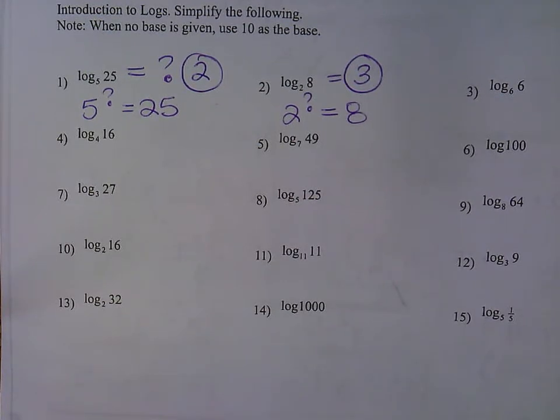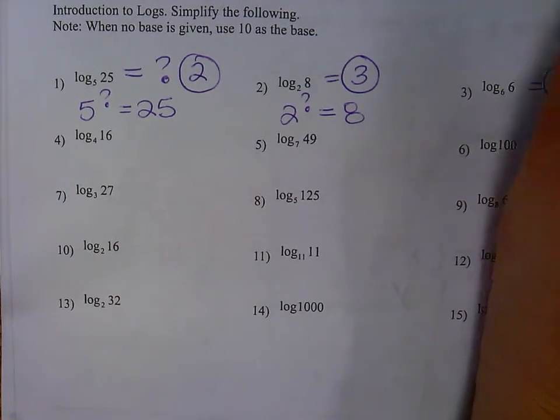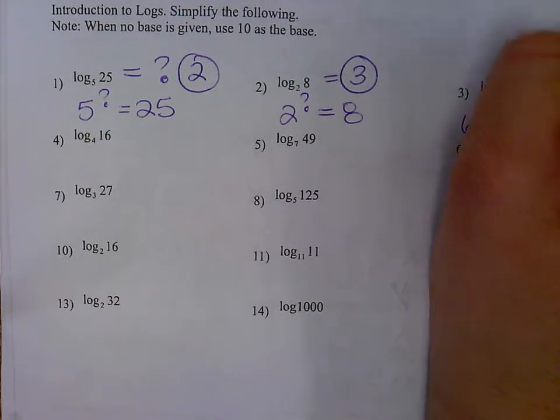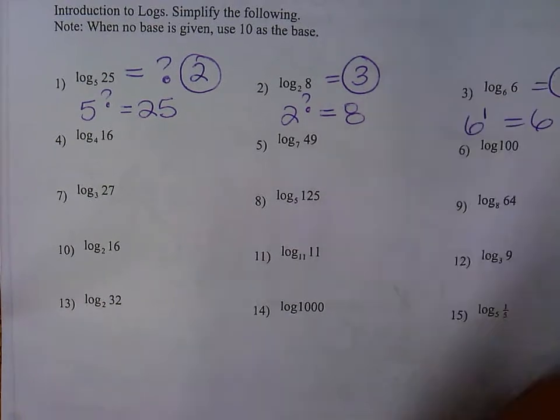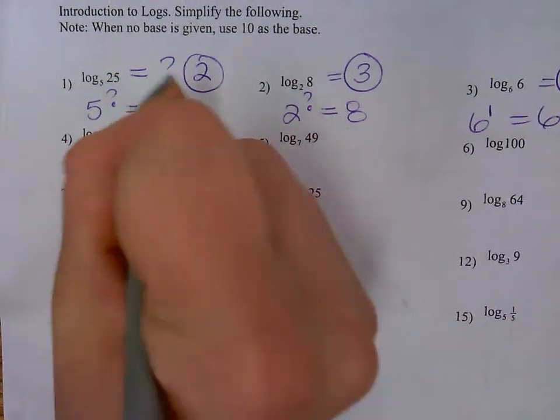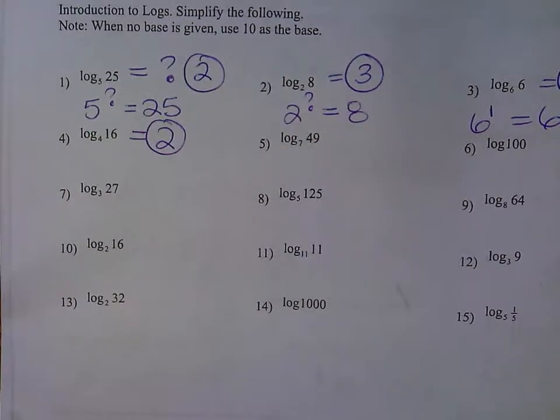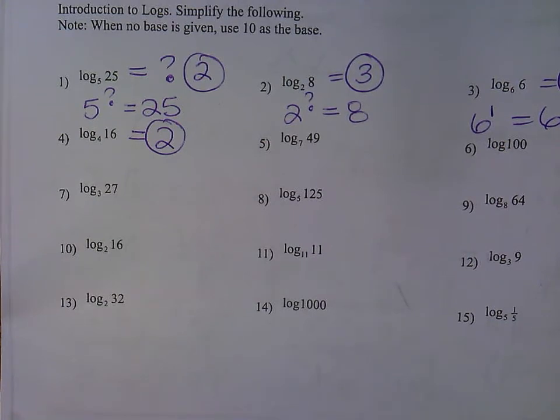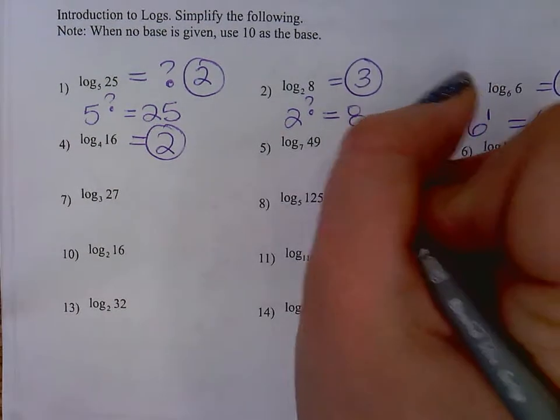So number 3, what would the answer be? 1, because 6, which is the base, raised to the first power would give me back 6. What would be the answer to number 4? 2, because 4 squared is 16. What about number 5? 2 again, because 7 squared is 49.